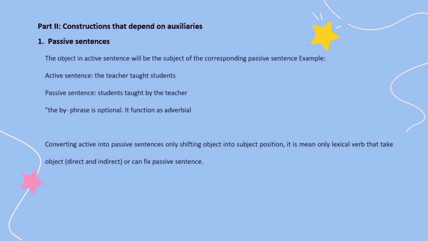Part 2. Constructions that depend on auxiliaries. The first is the passive sentence. The object in an active sentence will be the subject of the corresponding passive sentence. Example, active sentence, the teacher taught students. Passive sentence, students were taught by the teacher. The by phrase is optional; it functions as an adverb. Converting an active into a passive sentence only shifts the object into subject position. It means only lexical verbs that take an object, direct or indirect, can form passive sentences.